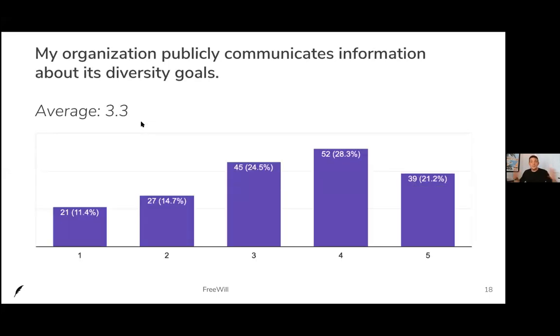My organization publicly communicates about its diversity goals. This happens a lot less, and you start to see that average drift a bit. So 11% said 1, basically not at all. 15% said 2, 25% said 3, 28% said 4, and only 21% said 5. So the gap between prioritization and public communication is pretty significant, and that's just interesting for you to benchmark your organization against all your peers.